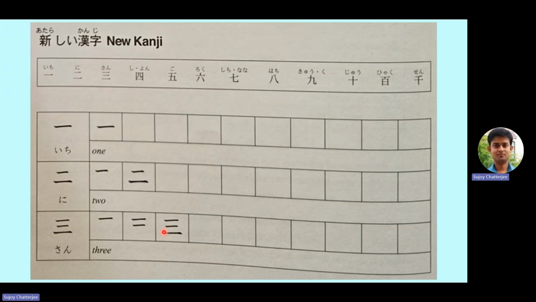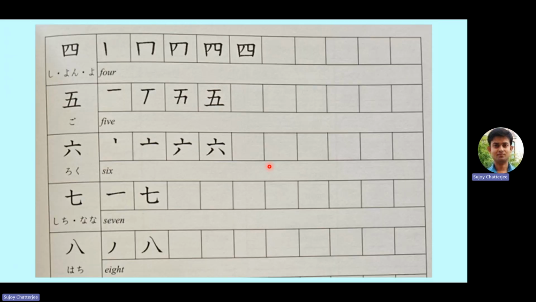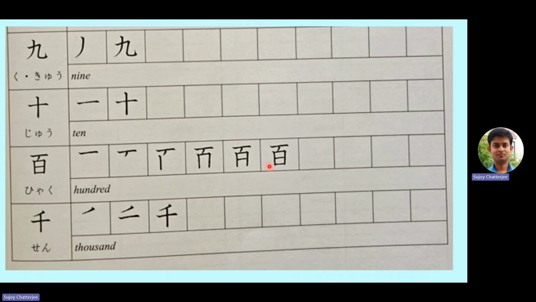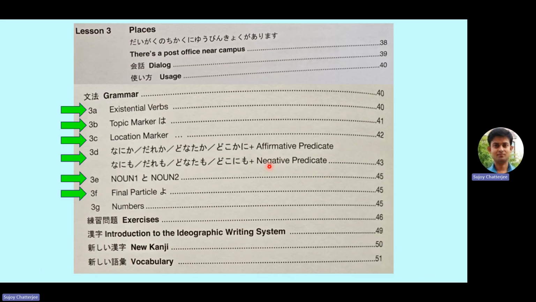You can take printouts from the internet as well. There are practice sheets available on the internet, on any website you can find, and you can take the printouts and fill up these empty spaces and practice these characters. In that way you will start getting the habit of writing or practicing the kanji characters. So friends, that's all for today's lecture.